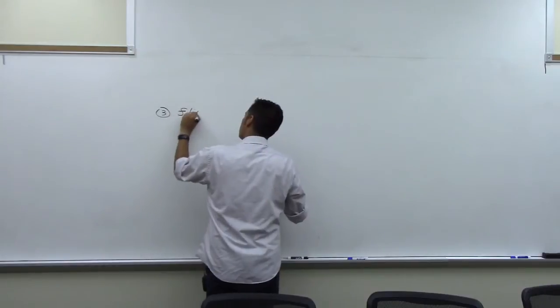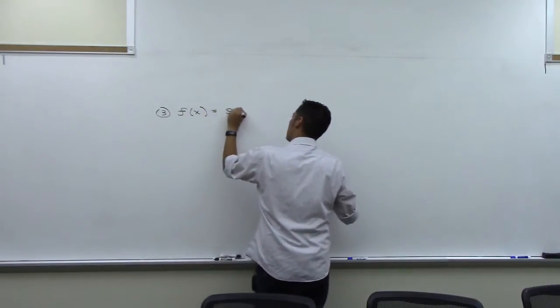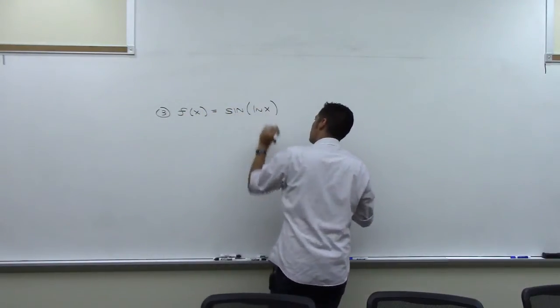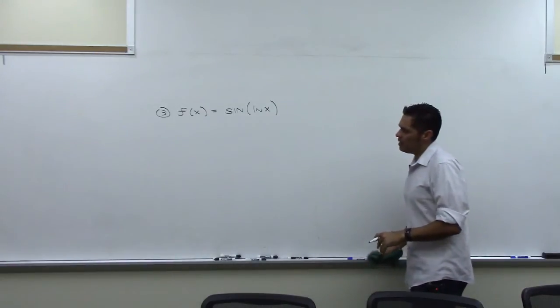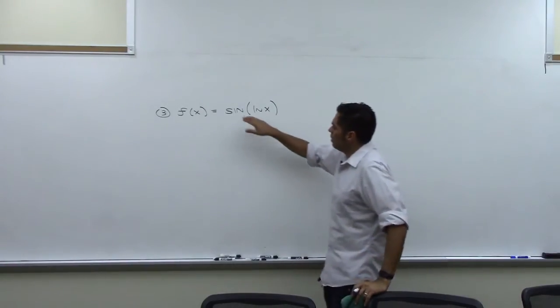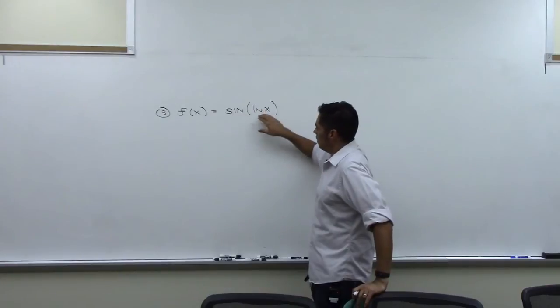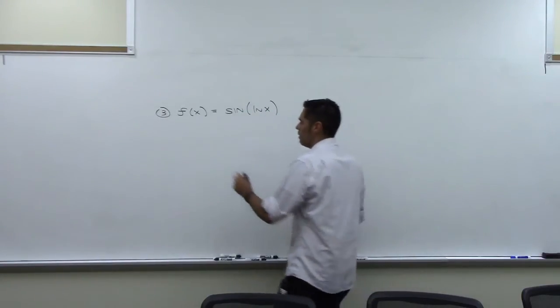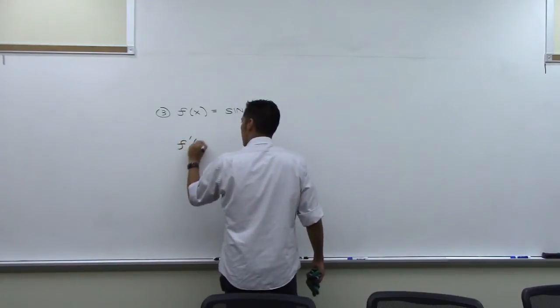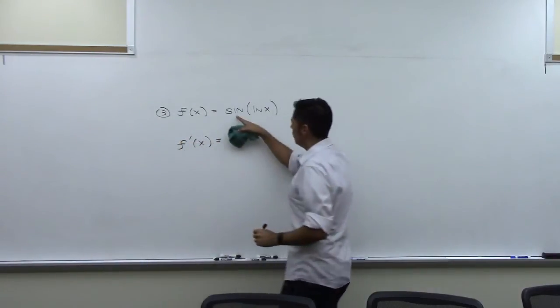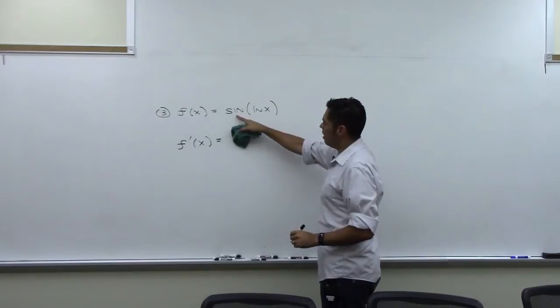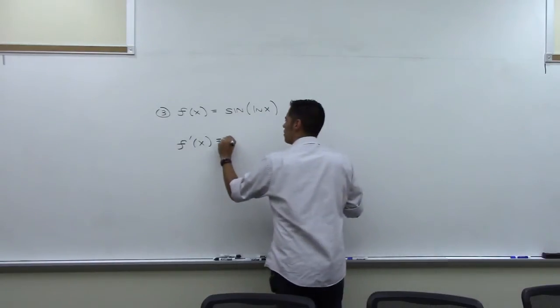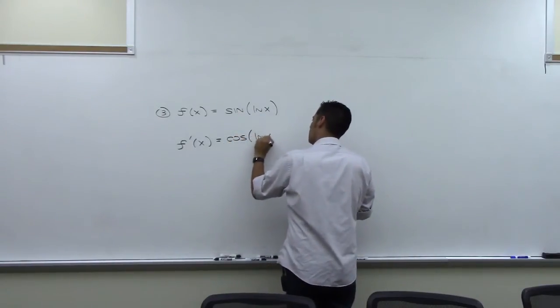F of x is sine of natural log of x. So I hope you recognize that this is composition. You have sine of, not times, sine of natural log x. So we have to do chain rule here. And we start with the outer function. So the outer function is sine. What is the derivative of sine of something? Well, it's cosine of that something.